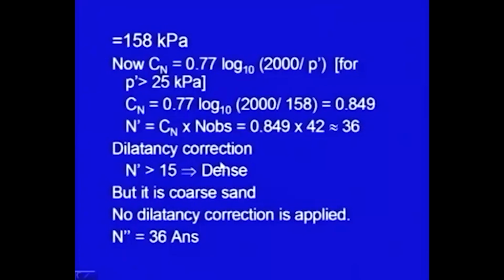Now, let us go to the last correction, the dilatancy correction. Let us check whether it is dense sand. Yes, N' is more than 15. Is it saturated? Yes, it is saturated, but it does not satisfy the condition of low permeability. It is a coarse sand. So for coarse sand, this correction will not be applied. So no dilatancy correction is applied. So N'' will be the same as N', so this will be 36.